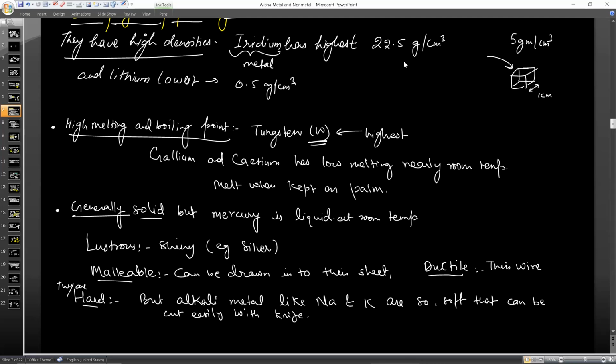Second, they have very high melting and boiling points. Tungsten has the highest among these. So just memorize it fast, please.